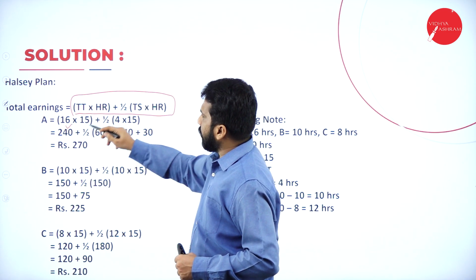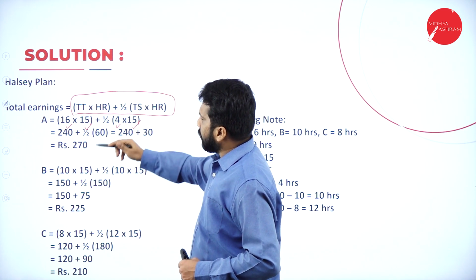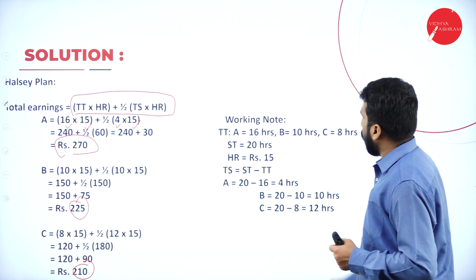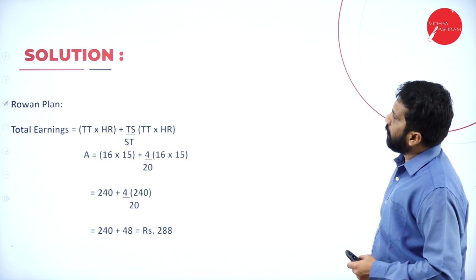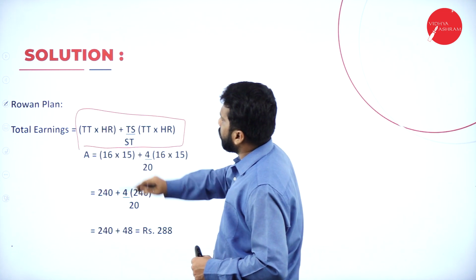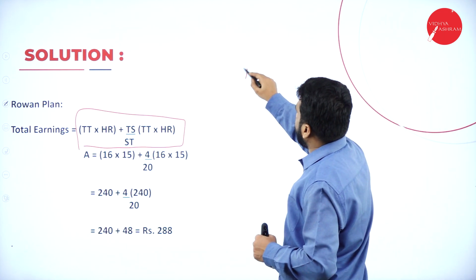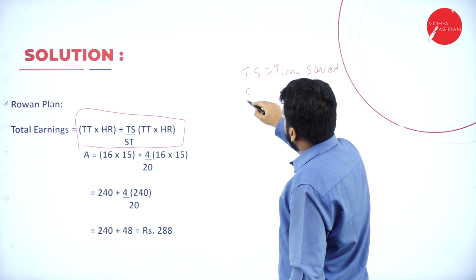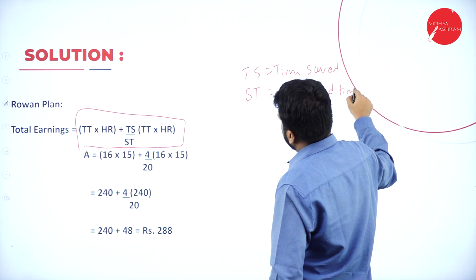Time taken 16, hourly rate 15, time saved 4. Hourly rate is 15. Simplify, you got 270, 225, 210. Hope you are clear. All the working notes are here. So similarly, Rowan plan also same thing, but a formula you have to remember. This is the formula. Time taken into hourly rate plus time saved divided by standard time into time taken into hourly rate. Remember, TS means time saved. ST means standard time.